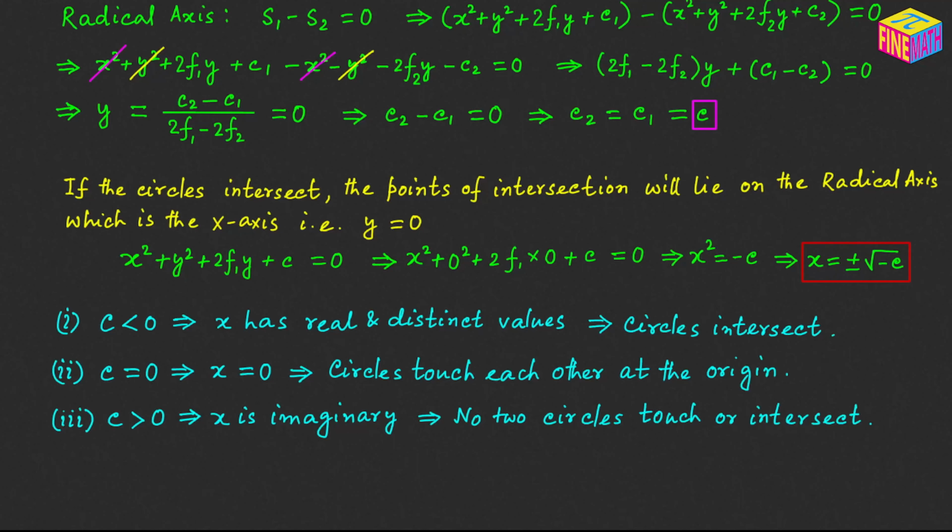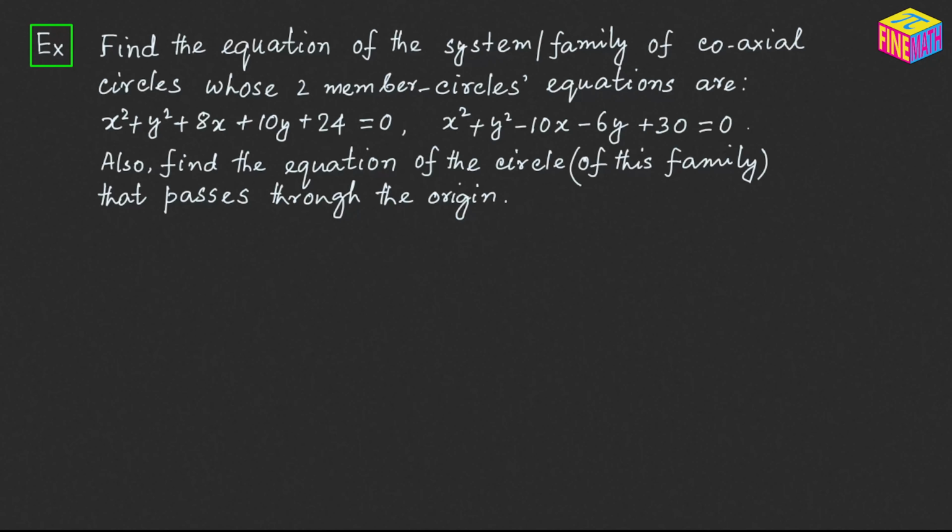Finally, we are going to take an example. Let's suppose we have an example like this that says find the equation of the system or family of coaxial circles whose two member circles equations are given as x squared plus y squared plus 8x plus 10y plus 24 equals 0, and the other one is x squared plus y squared minus 10x minus 6y plus 30 equals 0. Also, find the equation of the circle from this family that passes through the origin.